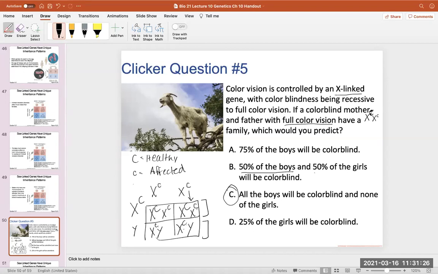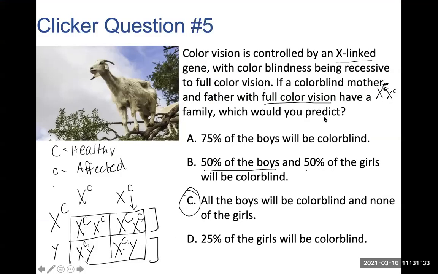And then it says 25% of the girls will be colorblind. That's not true. They're just carriers. So colorblindness, does that make sense now?